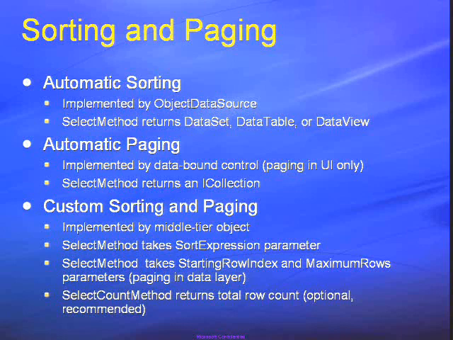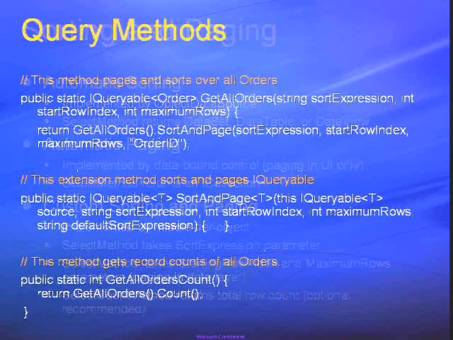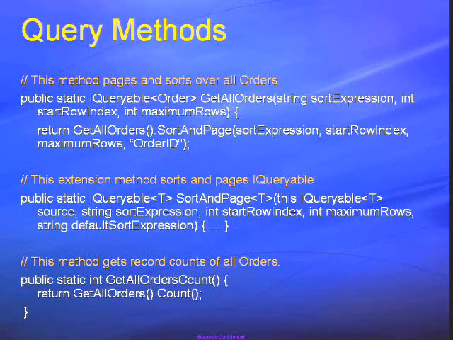It can automatically sort and automatically page, or it can do this custom sorting and paging. And it's the custom sorting and paging of Object Data Source that BLinq takes advantage of. If you look at what the method signatures look like on the get all orders, for example, we generate an overload that takes a sort expression, a starting row index, and a maximum number of rows. And then inside of that, we basically get all the orders and then sort and page over those.